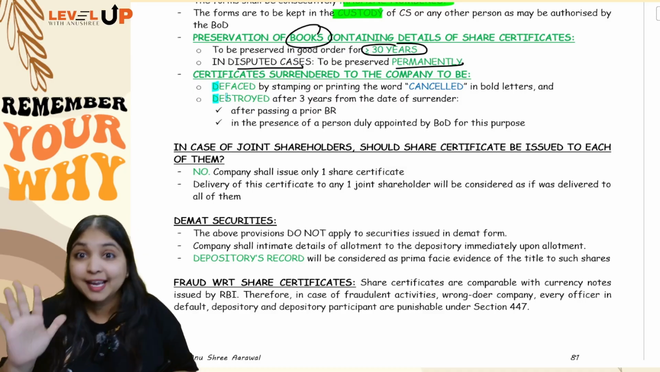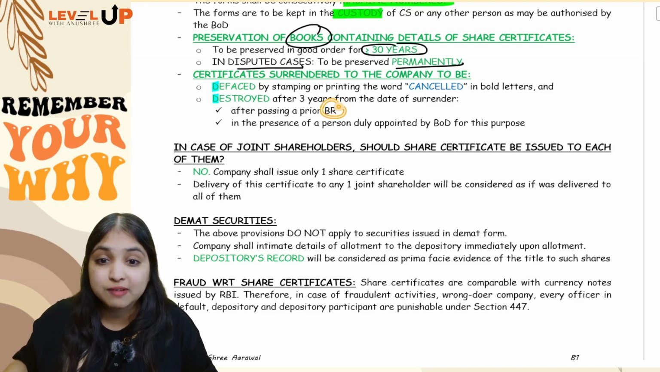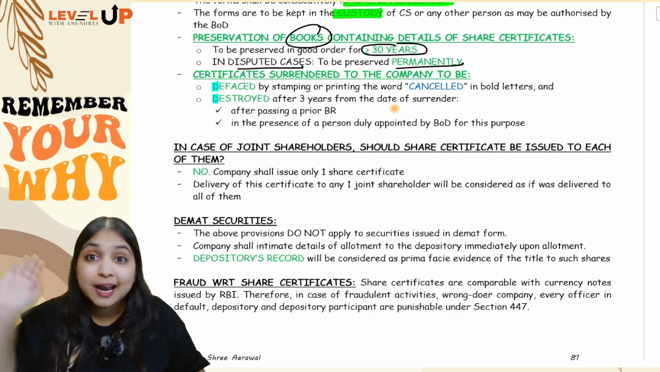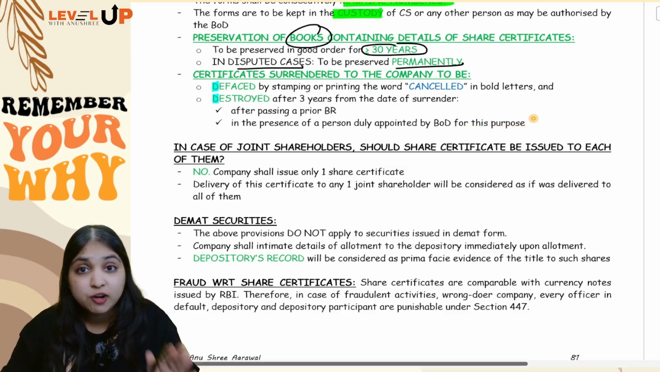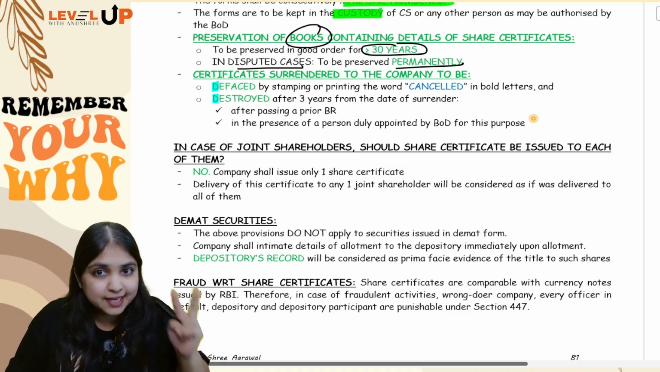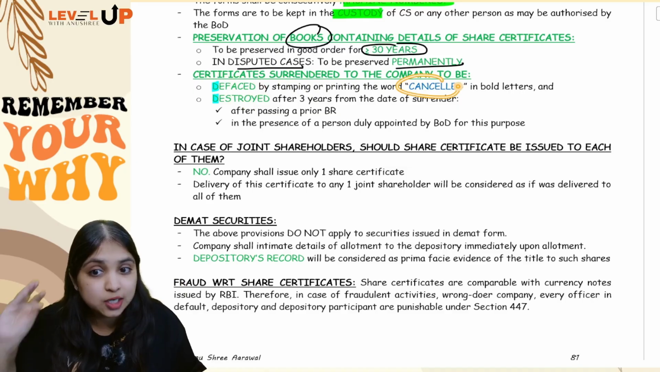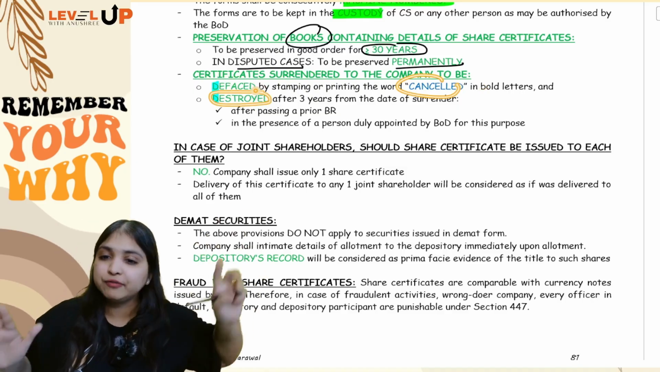Destroy immediately? No, wait for 3 years. After 3 years, a board resolution will be passed. Then only the share certificate will be destroyed. That too in the presence of a person who is appointed by the board. Alright guys, so the surrendered share certificates, 2 things. They have to be defaced immediately by stamping the word cancelled on the face of the share certificate, and number 2, they have to be destroyed, but only after 3 years.